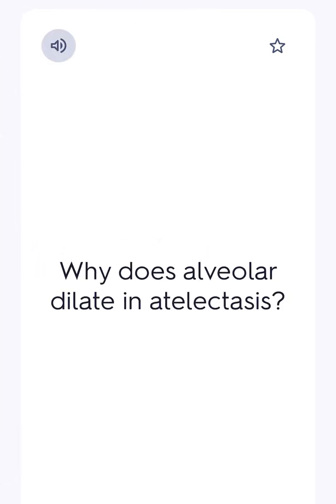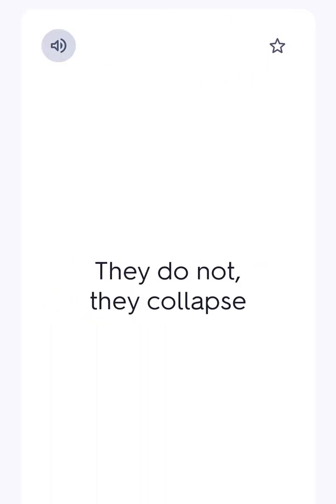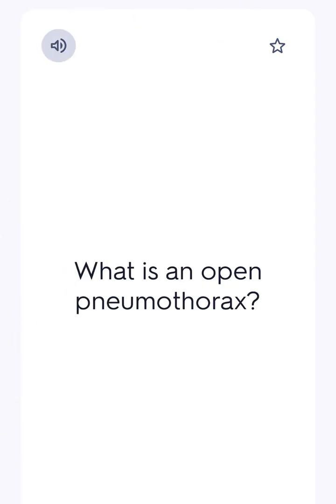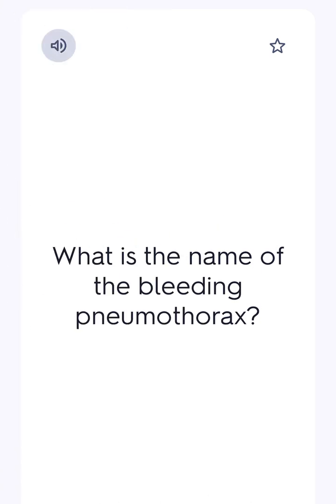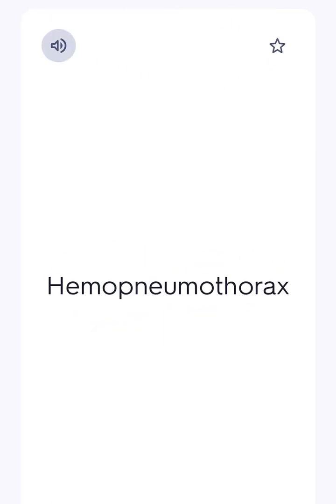What is alveolar dilation and atelectasis? They do not dilate, they collapse. What is an open pneumothorax? When the hole is such that there is no accumulation of pressure in the pleural space. What is the name of the bleeding pneumothorax? Hemopneumothorax.